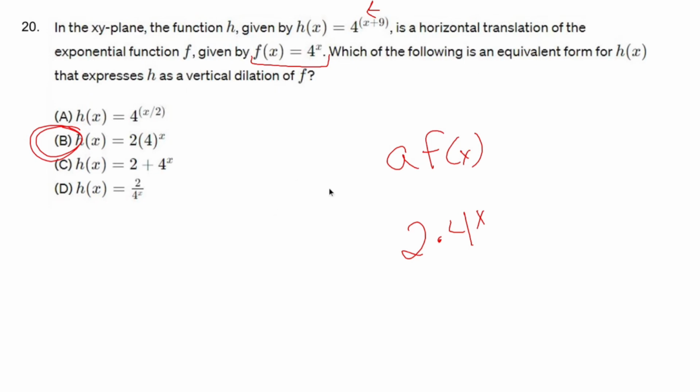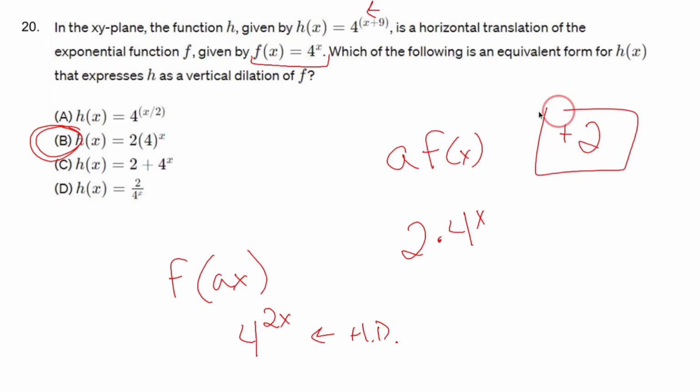If you're thinking, well, what about a horizontal dilation? The horizontal dilation would look like this. So now you'd be taking 4 to the 2x, which is an option that I probably should have given, but I gave you A, which is kind of close. But that's what we have here. This represents a vertical dilation, not to be confused with a horizontal dilation, not to be confused with a vertical translation, which is when you would add 2 to 4 to the x.